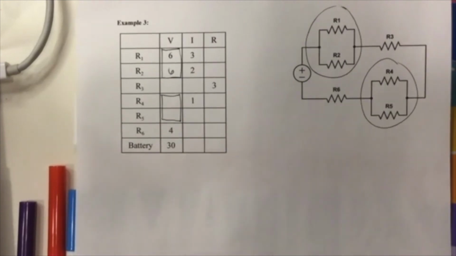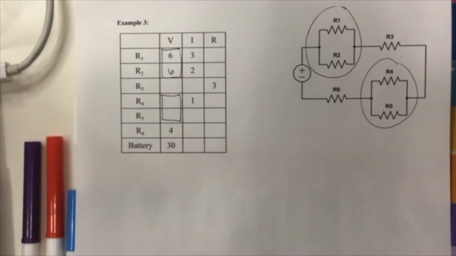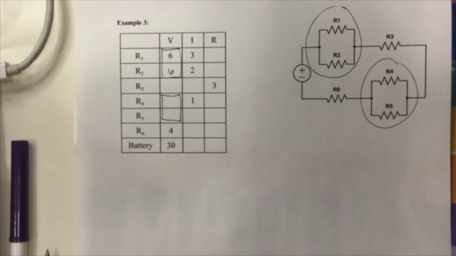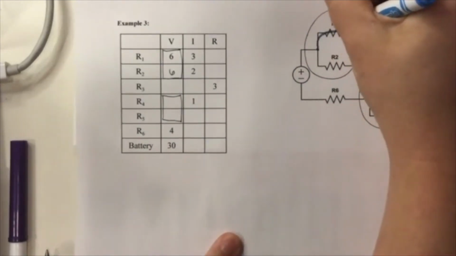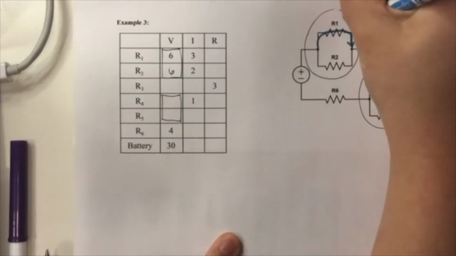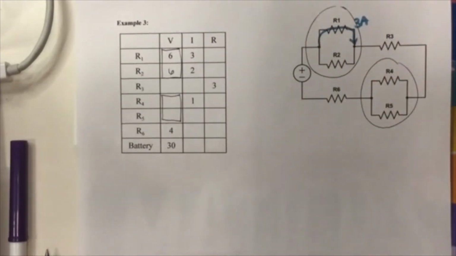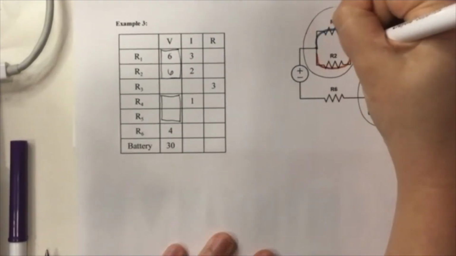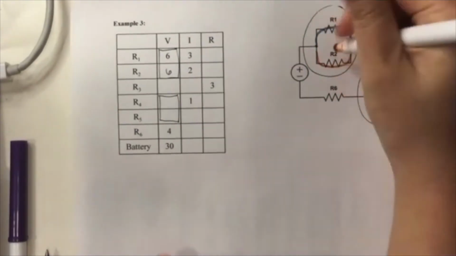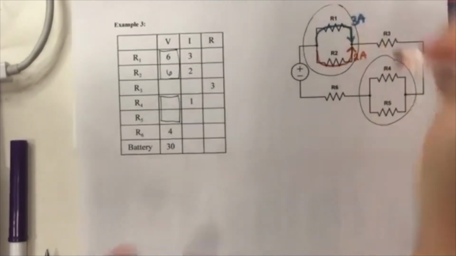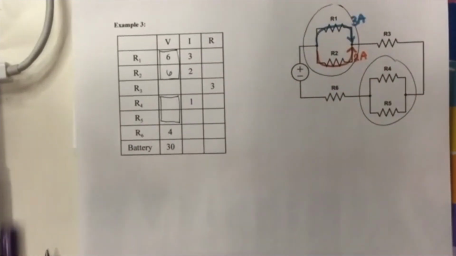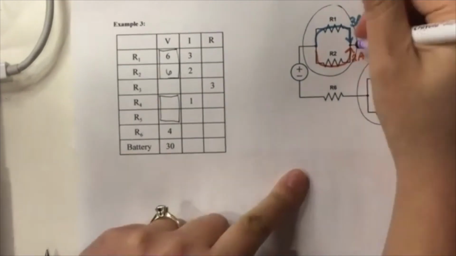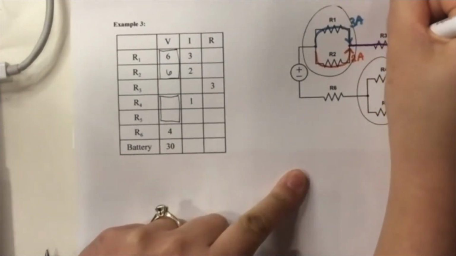So we can't deal with voltage. Let's deal with current. I see that the current from R1 and R2, there's 3 amps that goes through R1 and 2 amps that goes through R2. So that at this junction, 5 amps must come out. 3 amps and 2 amps goes in, so 5 amps must flow through R3.